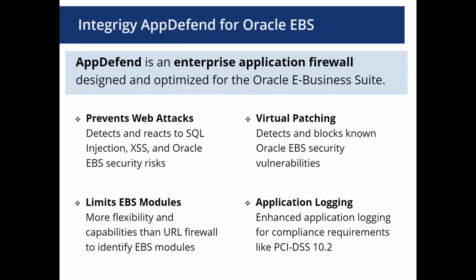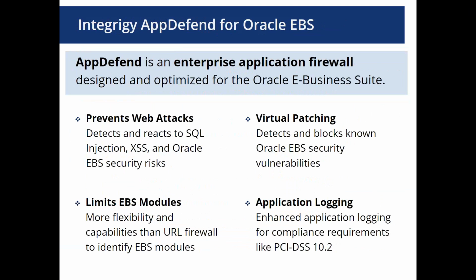So really, if you're trying to prevent the web application attacks that we just highlighted, AppDefend is the enterprise application firewall that's designed for Oracle Business Suite. We provide protection that no other product out there provides. It prevents web application attacks. We have a special layer that looks at SQL injection. So even if we don't know about a security vulnerability in the E-Business Suite, we're providing protection against those SQL injection attacks, those cross-site scripting attacks, and other known issues that we see quite often in the Oracle Business Suite.